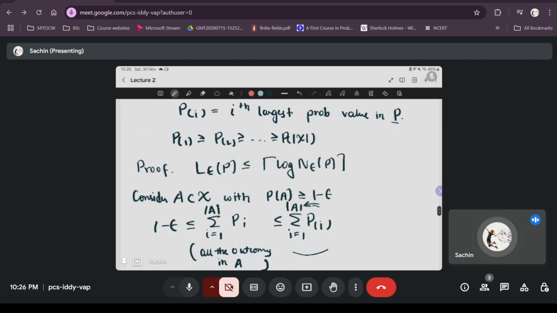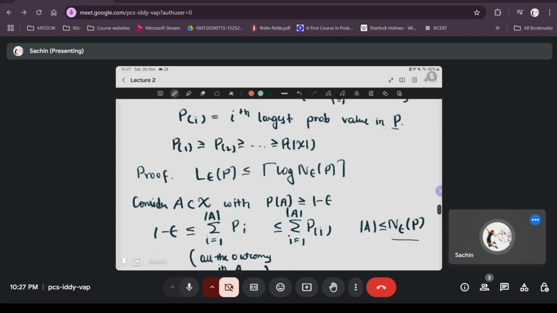But here I'm adding cardinality of A terms and I am getting a probability greater than or equal to 1 minus epsilon. That means the number of terms that I've added, cardinality of A, is less than or equal to n epsilon of P. So n epsilon of P is the least number of terms I could add in this descending order to get a high probability set. Now I added A terms and I got a high probability set.